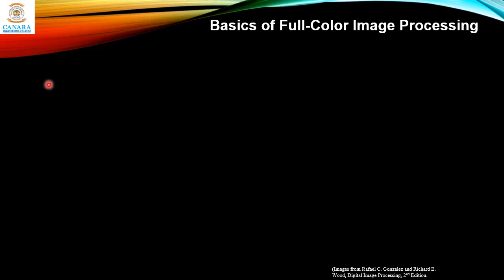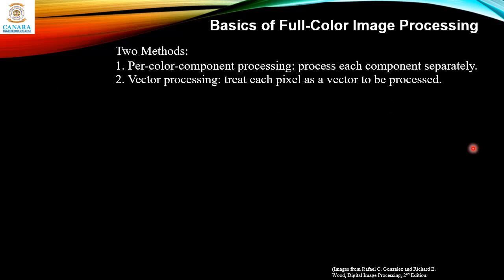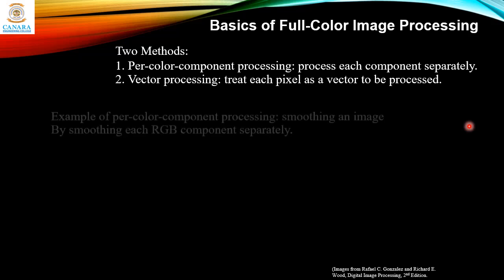Let's take a look at the basics of full color image processing. We can do full color image processing using two methods. The first one is per color component processing, where we process each color component separately. Like we process the red component, green component, and blue component separately and then merge them to get the full color image. Or we can do vector processing, where we treat each pixel as a vector to be processed. At a particular pixel, we take the red, green and blue component values and then process them. So these are the two methods.